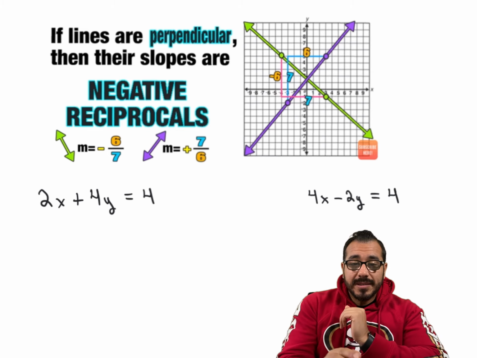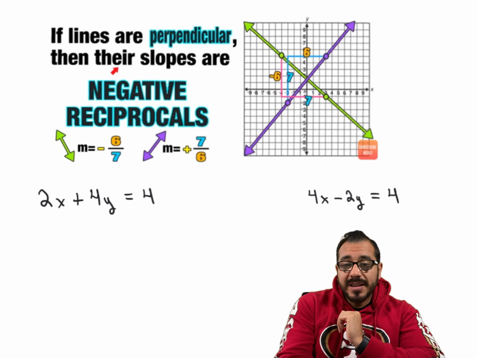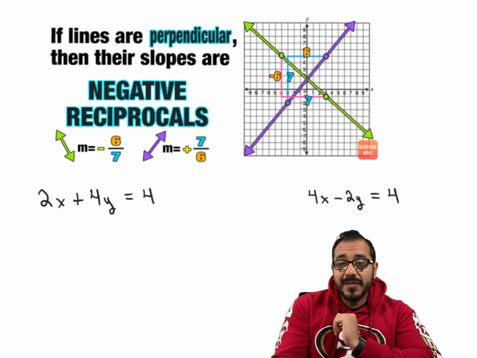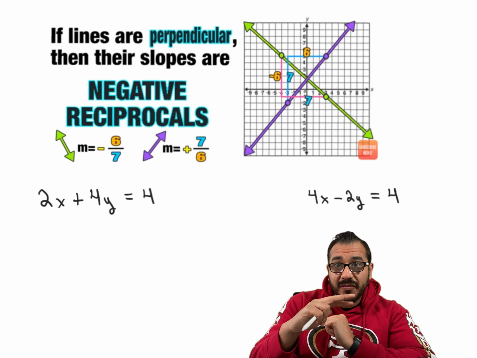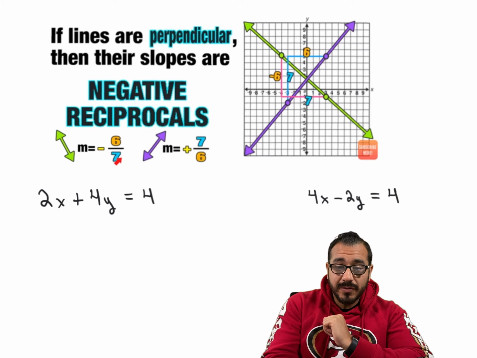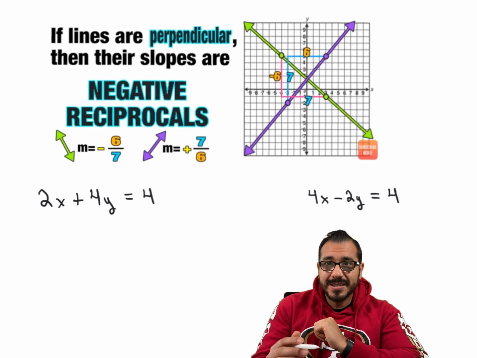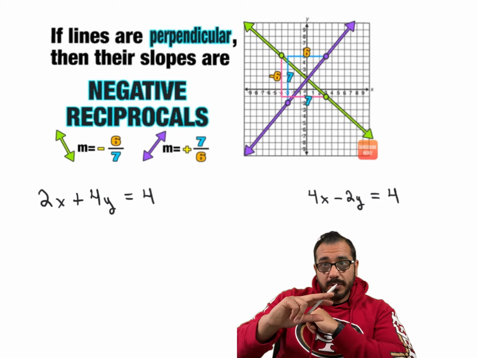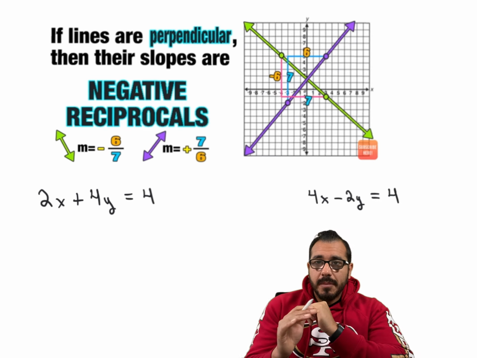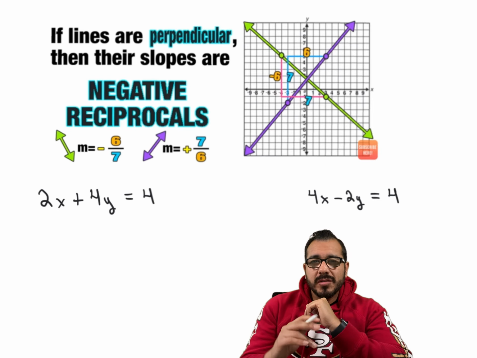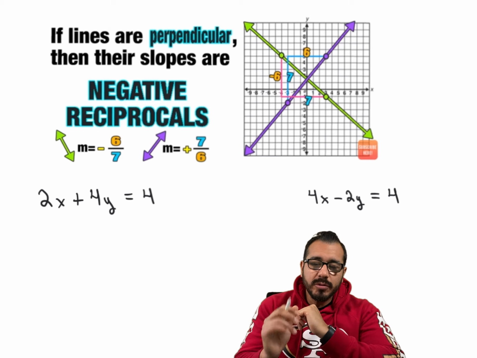So let's read this. If lines are perpendicular, then their slopes are negative reciprocals, so they have opposite signs and you just flip the numbers. So if you have 6 over 7, when we flip that it becomes 7 over 6. They're the flip of each other. And if you have a whole number, make sure you write it over 1 so that when you flip it, it becomes 1 over that number. All right, so there's a pro tip for you.